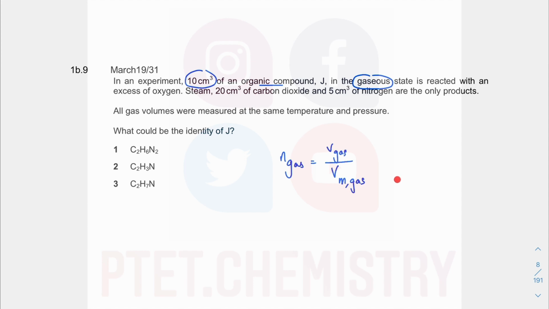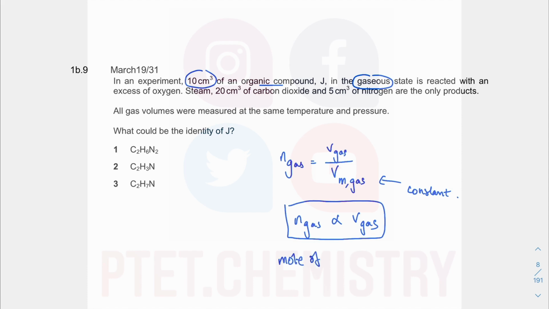But at any other conditions, if temperature or pressure changes, then the molar volume can change as well. But this is essentially a constant at a particular temperature and pressure. So the mole of gas is directly proportional to the volume of the gas. So when we say the mole ratio of gas is going to be equal to the volume ratio of gas, that is a true relationship as a result of this. So the mole of gas is directly proportional to the volume of the gas.